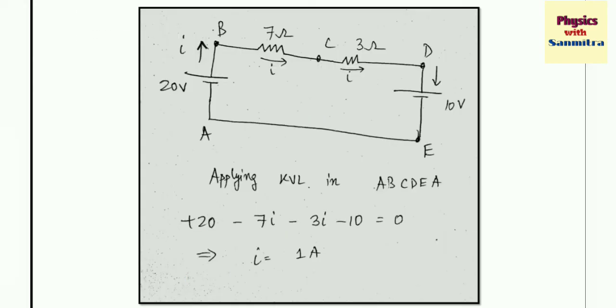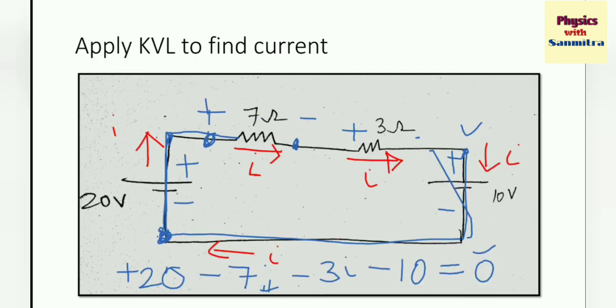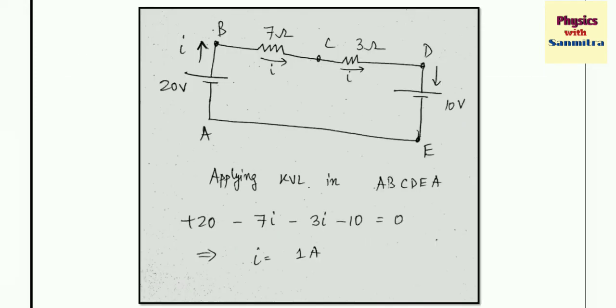And here I have already done it. Applying KVL in the loop ABCDA, I have already named it ABCDA. You can see it. So plus 20 minus 7i minus 3i minus 10 is equal to 0. I is equal to 1 ampere. I hope you have understood how to apply the KVL.